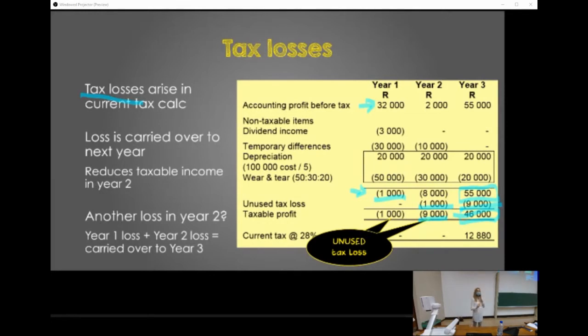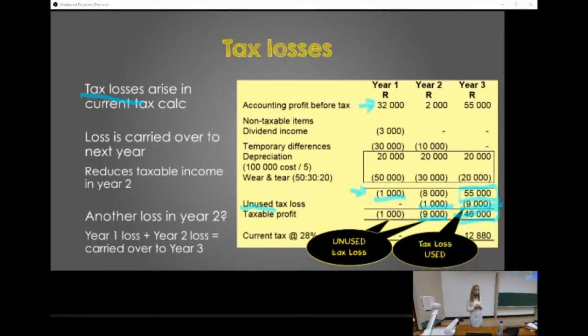What we are saying is at the end of year 1, and then again at the end of year 2, we have an unused tax loss. So we had a tax loss, an assessed tax loss, but it's unused. I can't use it yet. I can only use that tax loss when I start making taxable profits again. So year 1 and 2, unused tax loss. Then in year 3, we actually use that tax loss, or the tax loss is utilized.